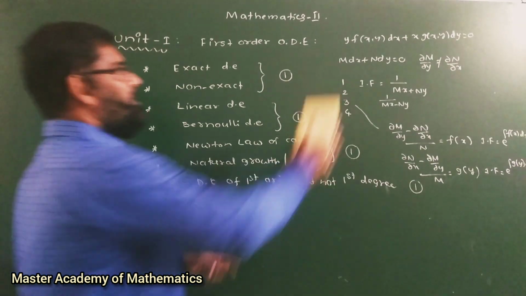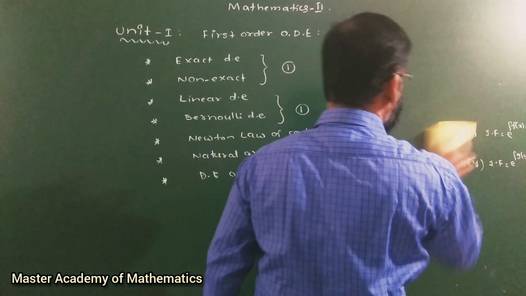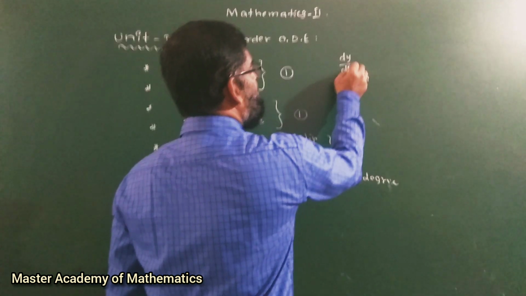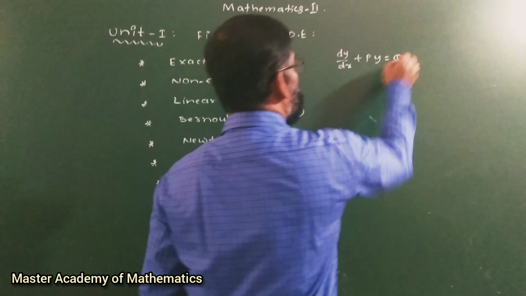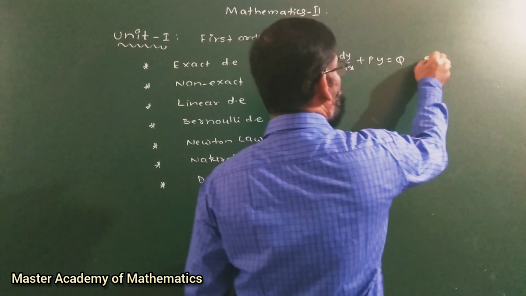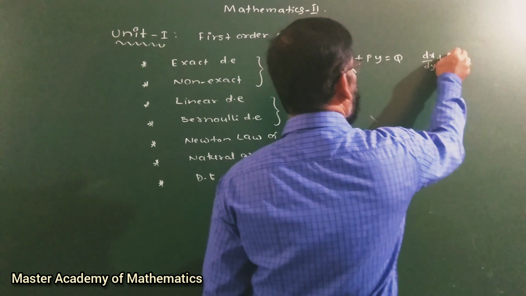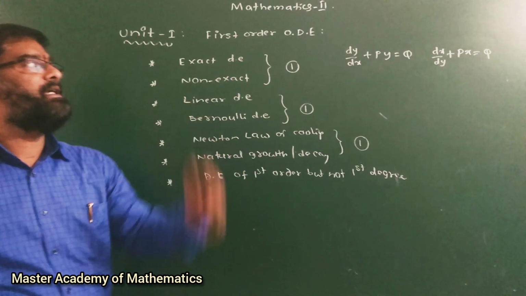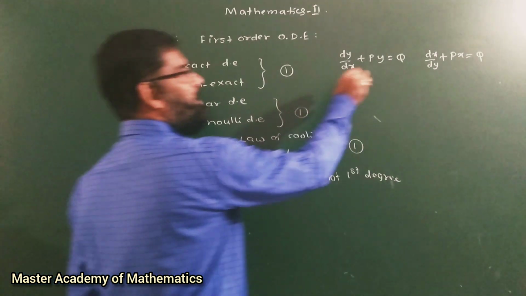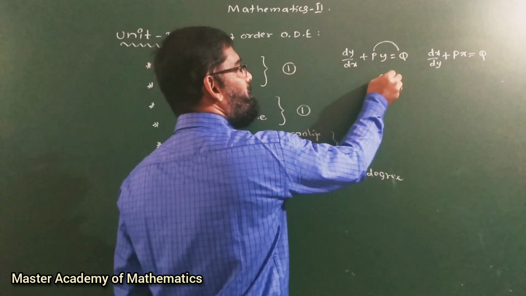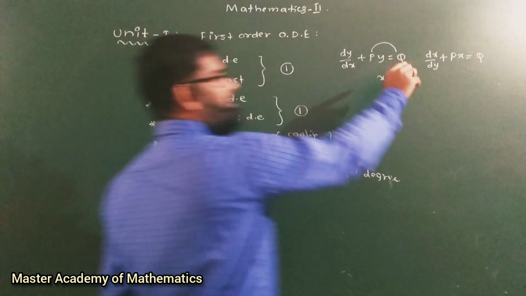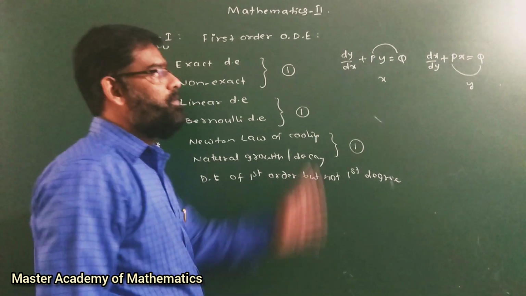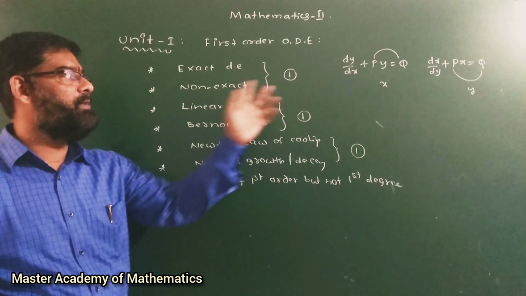In the linear differential equation, remember that the differential equation is in the form dy by dx plus p into y, that is equal to q. Or sometimes you can also write dx by dy plus p into x, that is equal to q. Both are generally said to be linear differential equation. If it is in the first model, both p and q are in terms of x variable, and if it is in the second model, both p and q are in terms of y variable. So either you can select first one or second one depending on your problem.